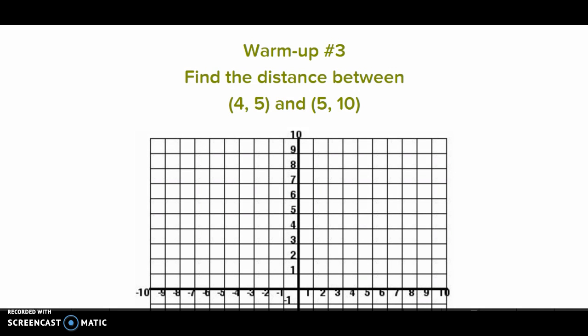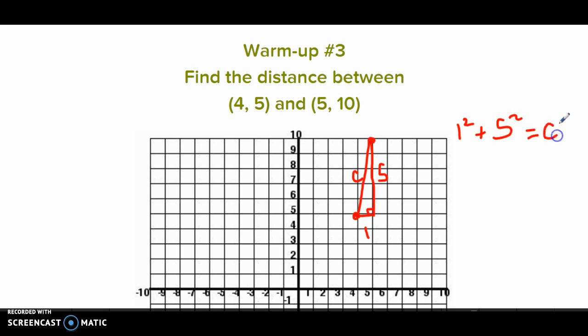All right, in number 3, I would first plot the points. So 4, 5, and then I go over to 5, 10. I always make a right triangle whenever possible, because we're in our Pythagorean theorem unit. Now my right triangle isn't going to be perfect, and we count our spaces just like we did in warm-up number 1. Then we set up our Pythagorean theorem. We're trying to find that distance, this hypotenuse here.